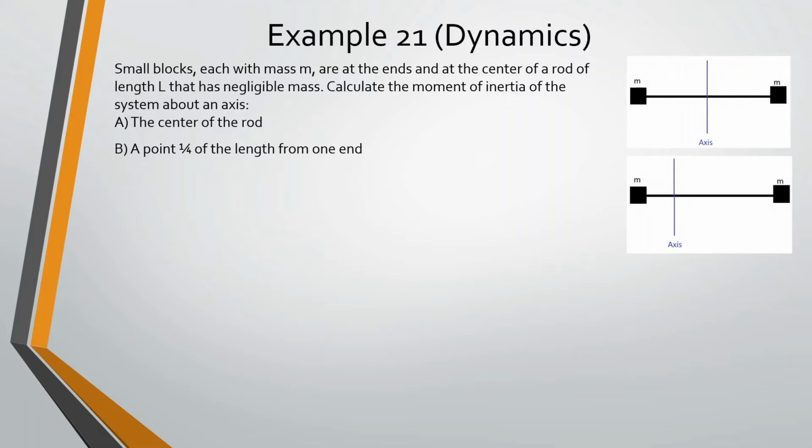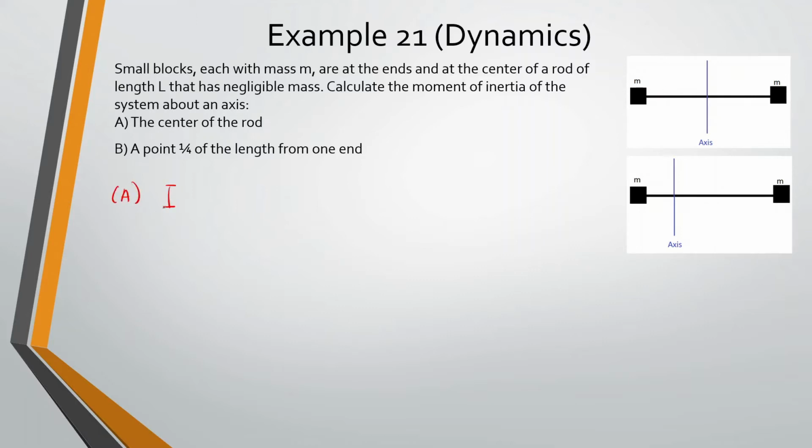Small blocks, each with a mass m, are at the end and at the center of a rod of length L that has negligible mass. So this length right here has negligible mass. Calculate the moment of inertia of the system at the center of the rod. All right, so let's look at part A.